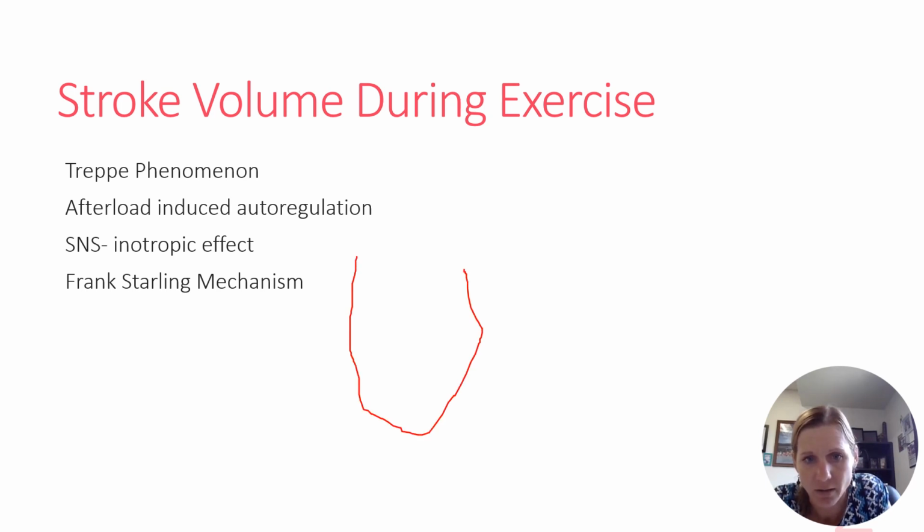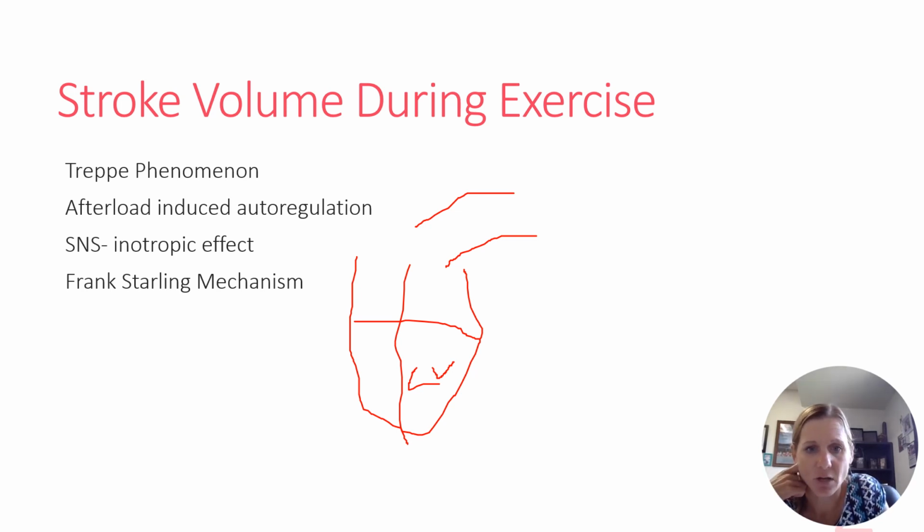So if here's my heart, sorry, not good at drawing with my mouse, and here's my aorta. Again, the left ventricle is here, and the afterload is going to be occurring up here in the aorta. Essentially, when we talk about afterload induced autoregulation, the left ventricle will automatically need to produce more pressure than what is experienced in the aorta in order for us to push the blood out of the heart. So if the pressure in the aorta is 120, the left ventricle will need to produce enough pressure to overcome that. So 121, let's say.